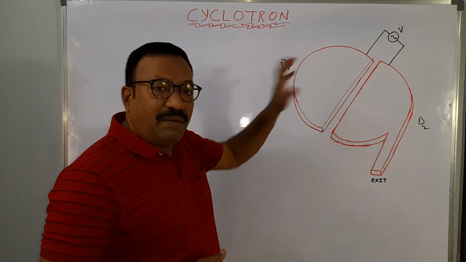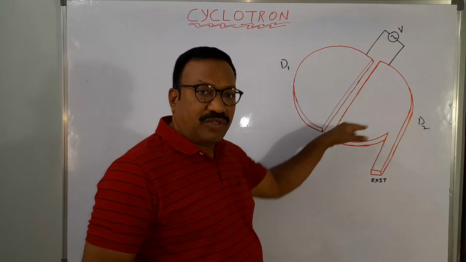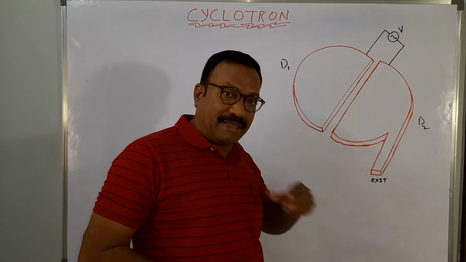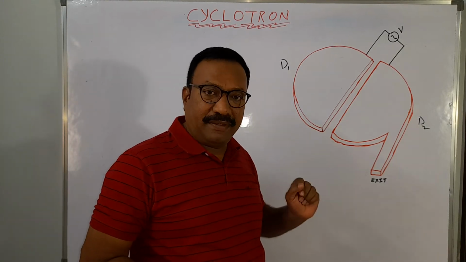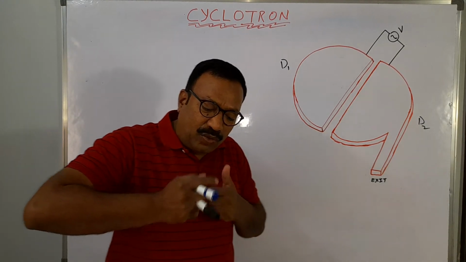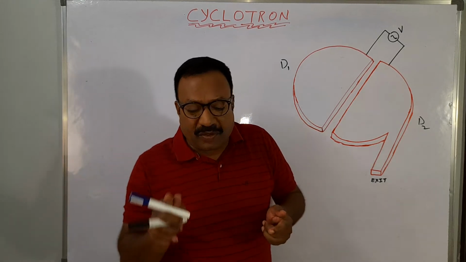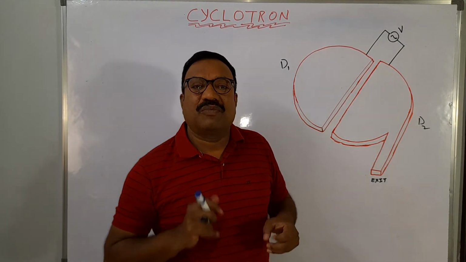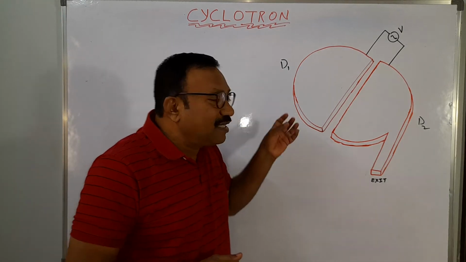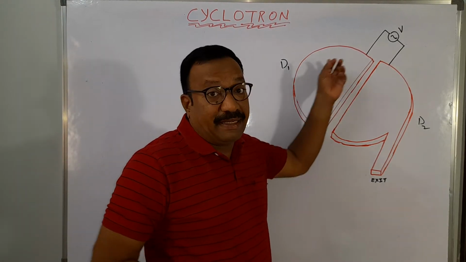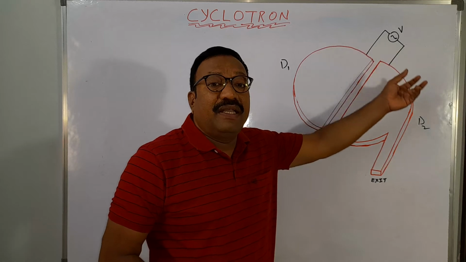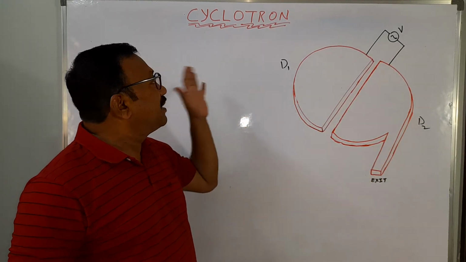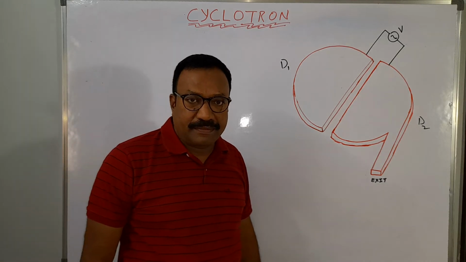The magnetic field makes the particle move in a circular motion, and the electric field helps us to accelerate the particle, to increase the speed. So simultaneously you are increasing the speed and making it move in a circular motion. Like that, it is making circular motion and increasing its speed simultaneously, and finally high speed charged particles will come out. That is the basic idea of this cyclotron.